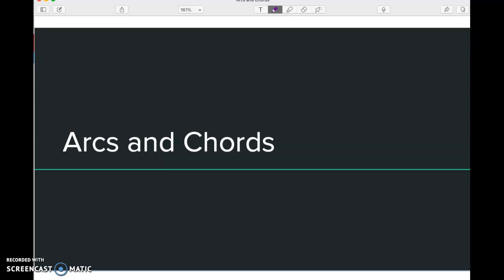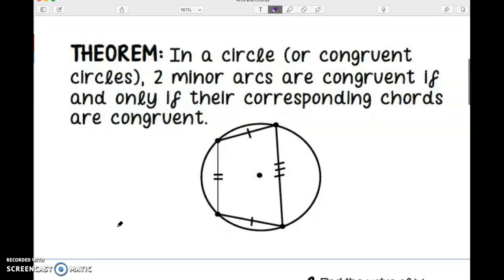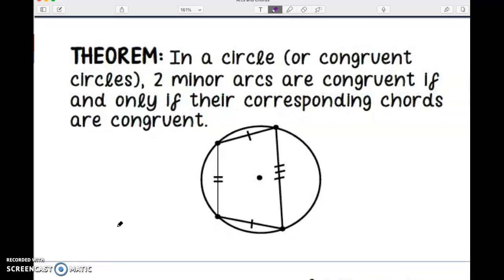Today we're going to be looking at the relationship between arcs and the chords that form those arcs. We're going to be looking at some theorems, relationships that we assume to be true that we can then use to help us solve problems. The first one says that in a circle or between two congruent circles, if we know that the minor arcs are congruent, we know their corresponding chords are congruent.